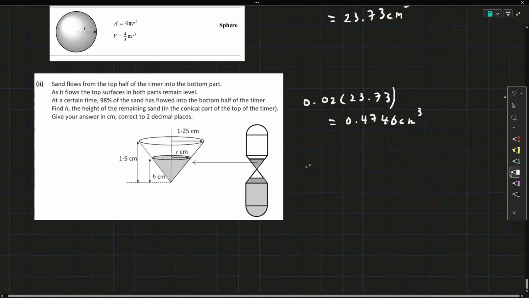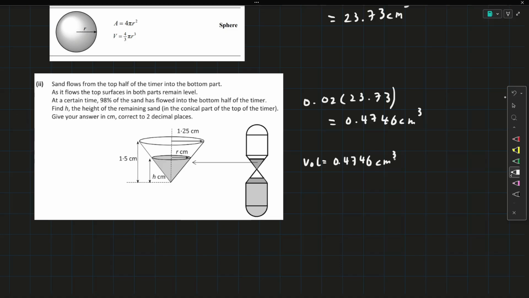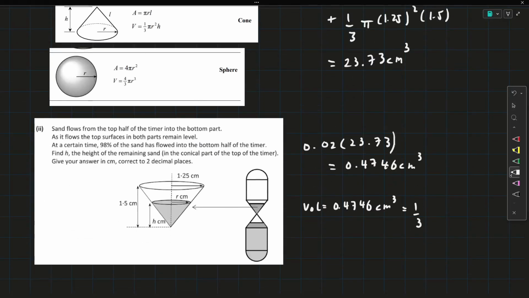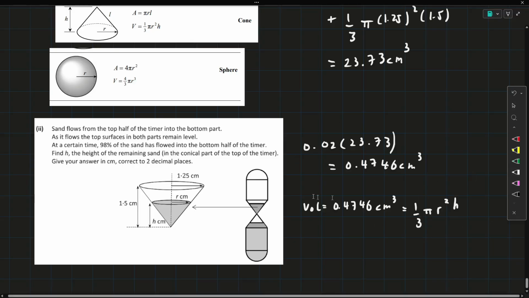Cool. So what we could do now is say that the volume is equal to this 0.4746 centimeters cubed, and that'll just be equal to the volume of a cone, which is 1/3 pi r squared h. However, we have 2 unknowns here, so there's not really much we can do. So we need to figure out a relationship between r and h to get rid of one of these unknowns.